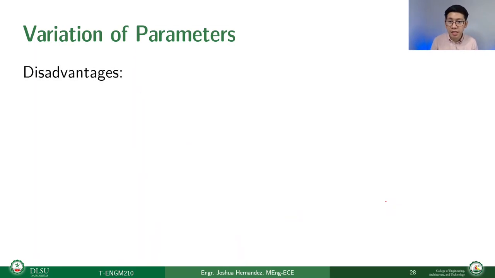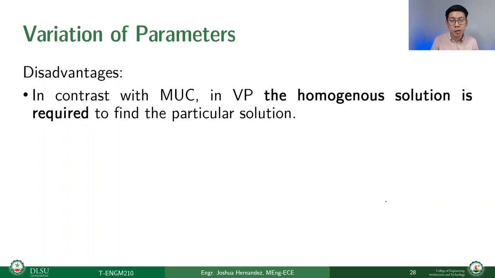Now, there are several disadvantages of variation of parameters. In contrast with MUC, in our variation of parameters, the homogeneous solution is required. Recall what the homogeneous solution is, when f of x is equal to 0. So we need to get y_h. It is required to find a particular solution. Why, sir, in MUC it is also required? Actually, you can skip the y_h part if you only want to get the y_p part. So they are independent of each other. But of course, if you want the complete solution, the general solution, you need to get the homogeneous solution as well. The point here is, to get the particular solution in the method of variation of parameters, you need to get the y_h, the homogeneous solution.